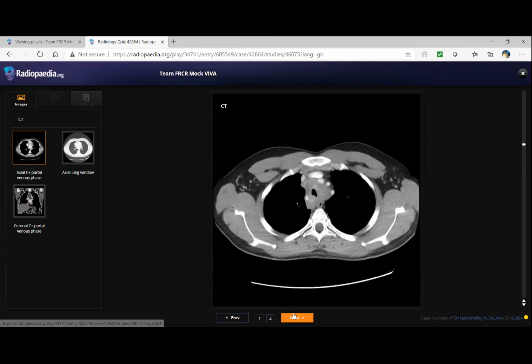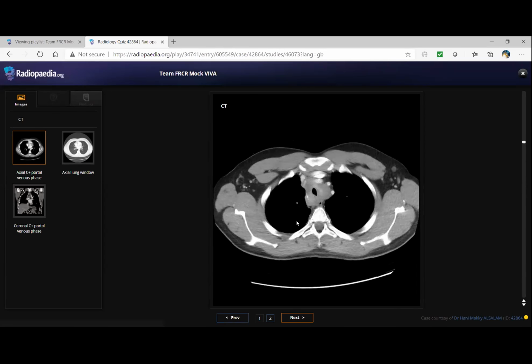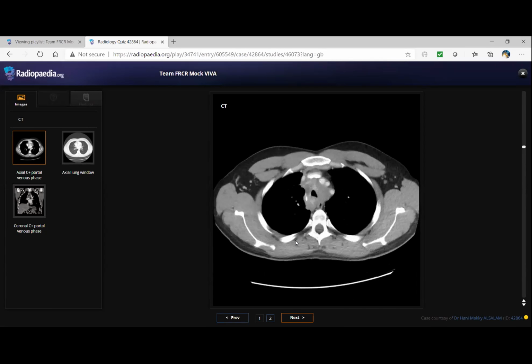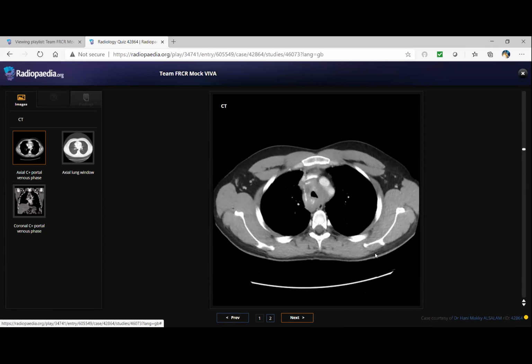I can think about lymphoma. I can think about any infectious chronic granulomatous disease. These are my two differentials: infective or neoplastic. Okay.